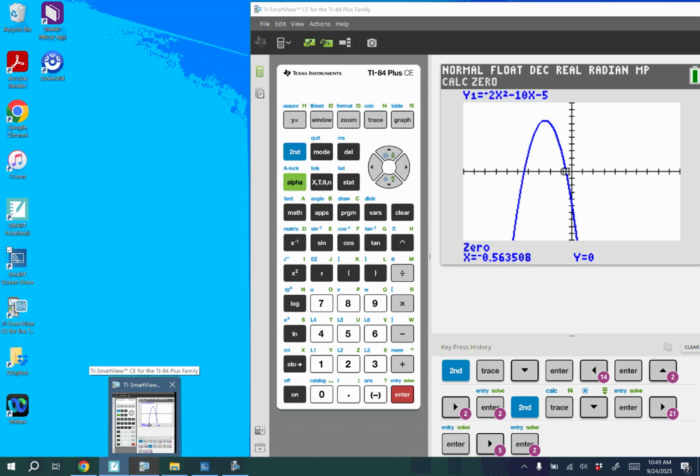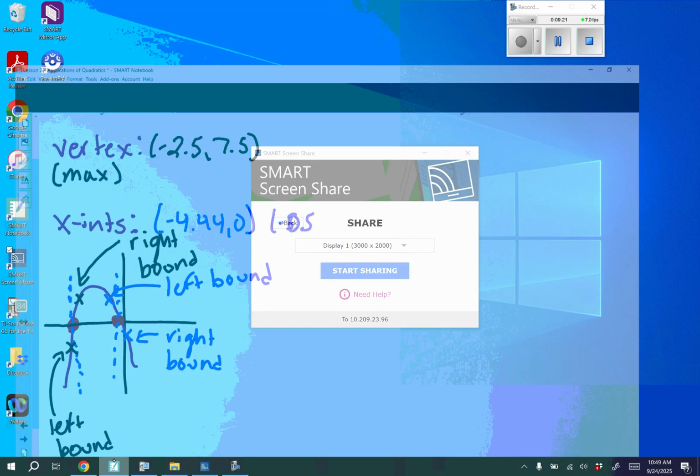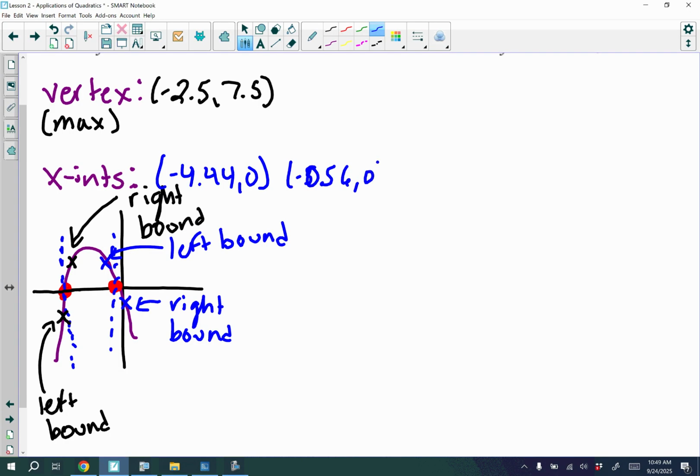Okay, 0.56. I had to remember what it was. Okay, so that is our x-intercept there.